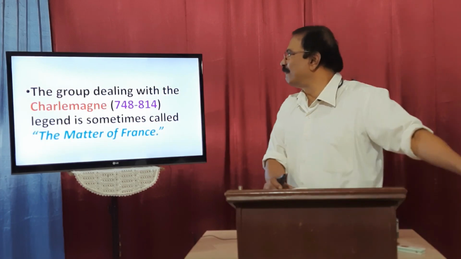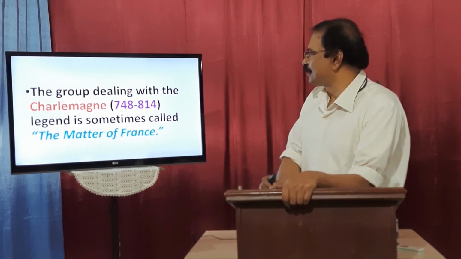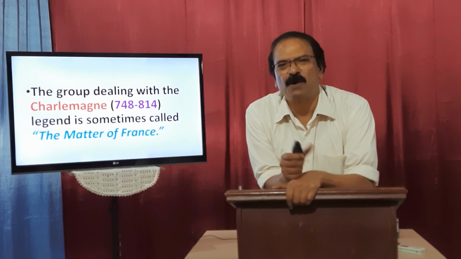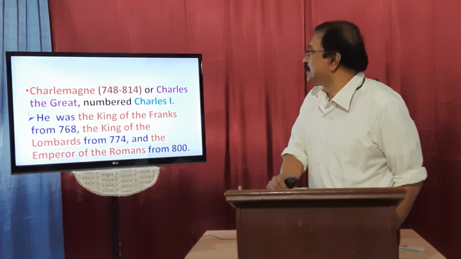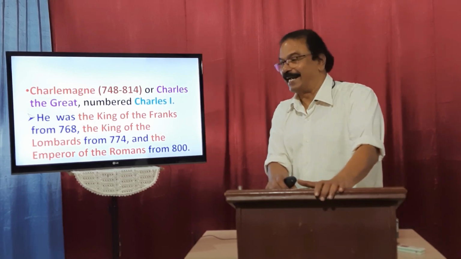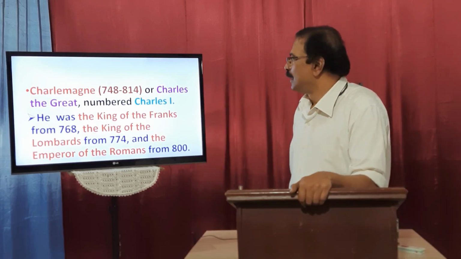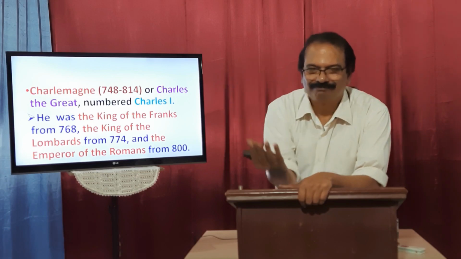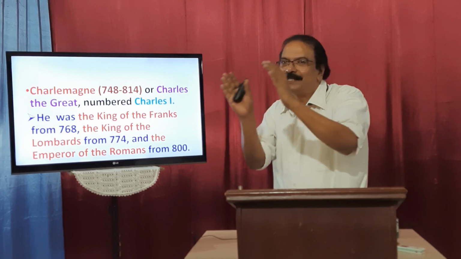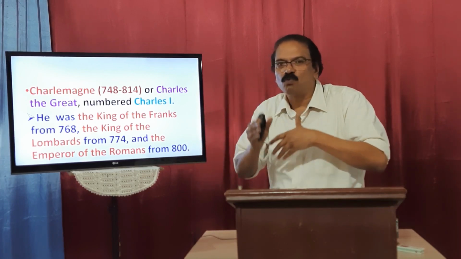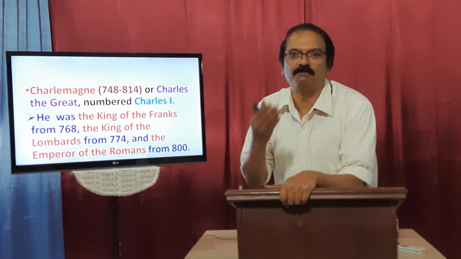Then, the group dealing with Charlemagne is known as the Matter of France. Now, who was Charlemagne? Okay. Charlemagne lived between 748 and 840. He was known as Charles the Great or Charles the First. He was the king of the Franks, a Germanic tribe, who migrated and settled down in modern France. So the Franks were the predecessors of the French people, the modern French.